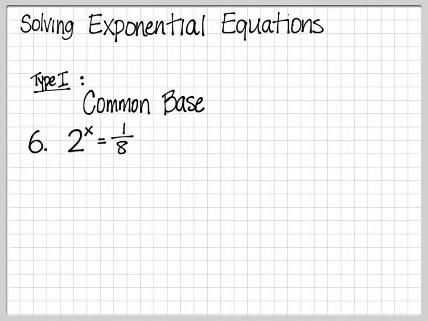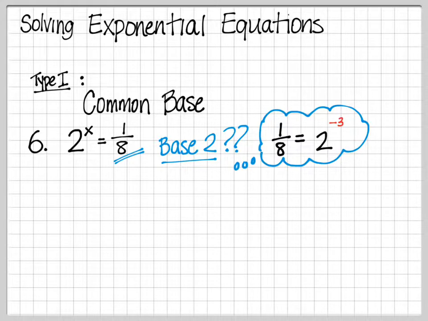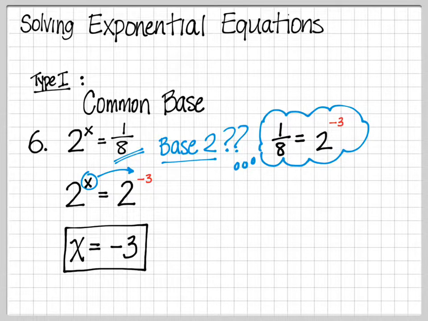For our 6th problem, we have 2 to the x equals 1 over 8. And again we say, well, how can I write 1 over 8 as base 2? And 8 happens to be 2 to the 3rd, so 1 over 8 would be 2 to the negative 3. So rewriting those, I've got x equals negative 3, and there's my final answer. Didn't have to do much solving after that. So these are 6 examples of solving exponential equations when we have the common base.